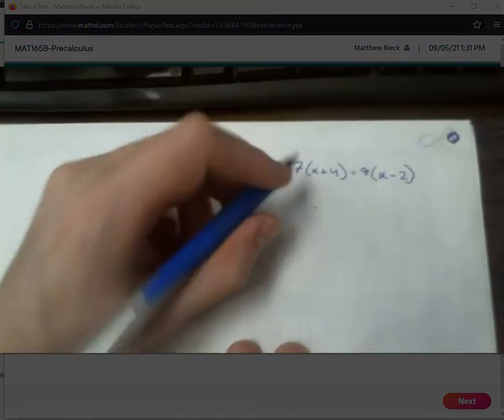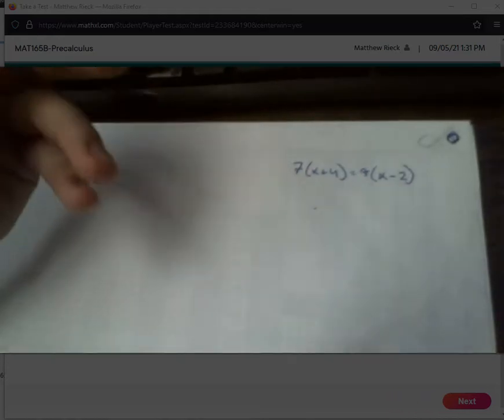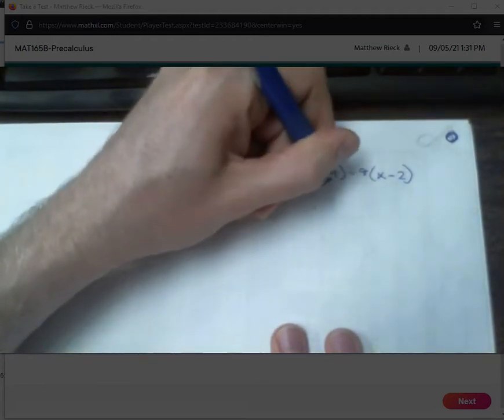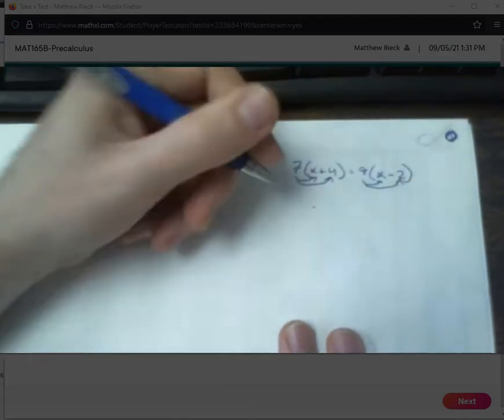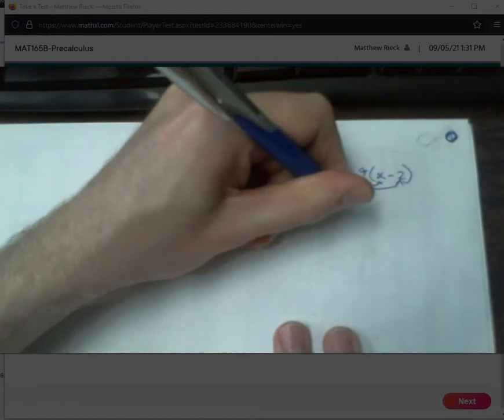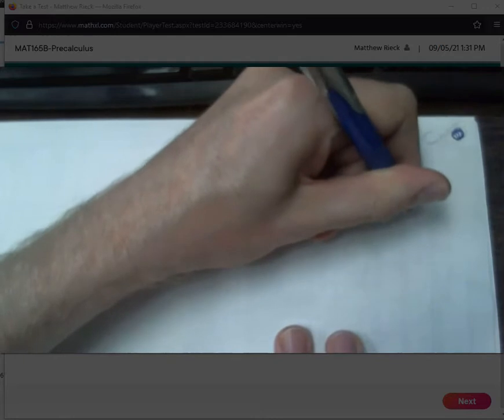All right, so my first step here is I want to simplify on both sides of the equal sign. To do that, you can distribute and then combine like terms. So you can go ahead and distribute the 7 through to each of my terms here, and we can do a similar thing with the 9 over on the right-hand side. So we have 7x plus 28 equals 9x minus 18.